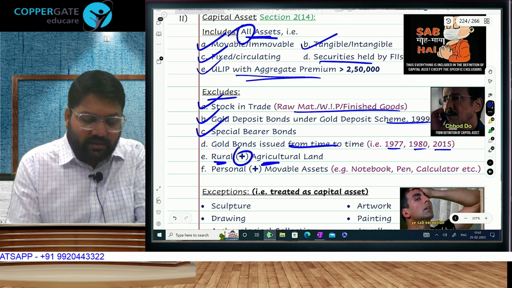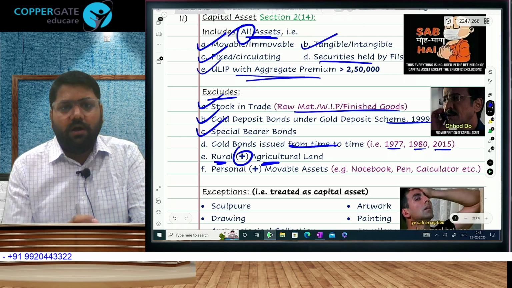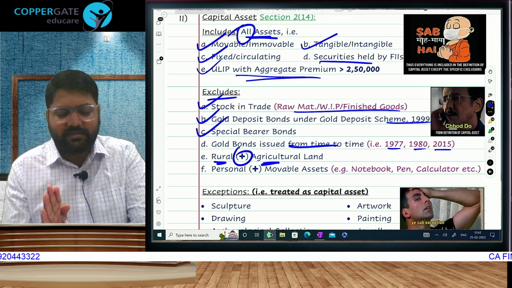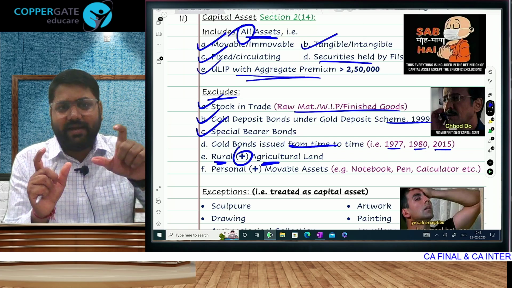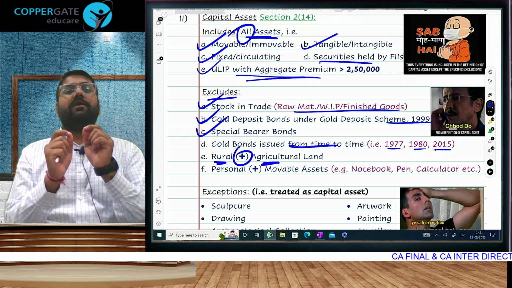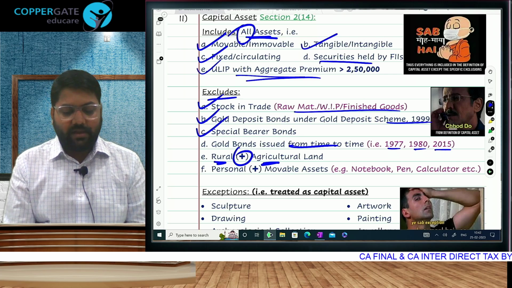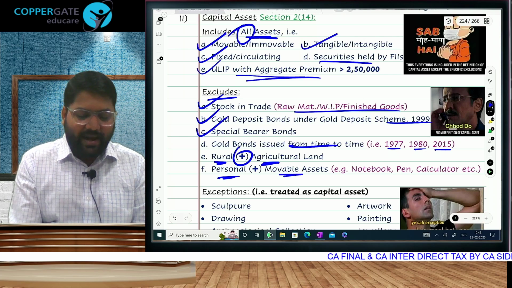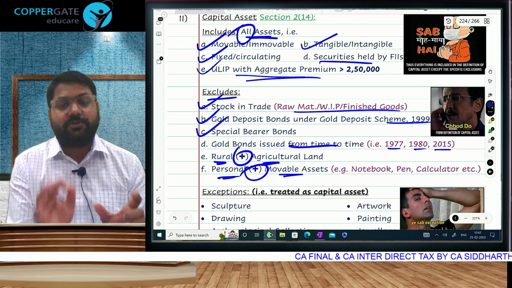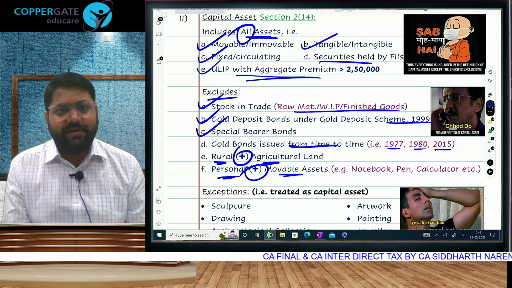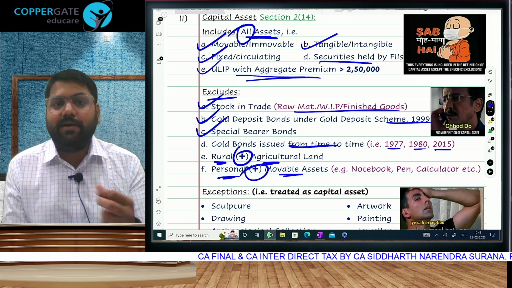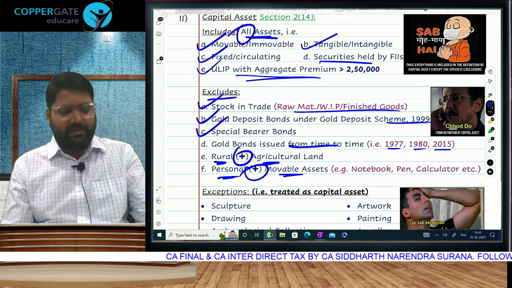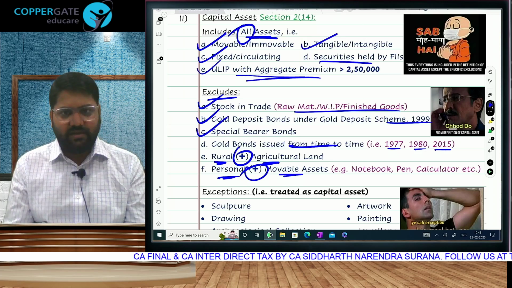Rural and agricultural land. It has to be rural and agricultural. So urban land, even if agricultural, is a capital asset. And non-agricultural land, whether urban or rural, is a capital asset. Rural and agricultural land will be excluded from the definition of capital asset. Likewise, personal and movable. It has to be personal and movable, then it is excluded. So if it is a business asset, it will be a capital asset, or if it is an immovable asset, then it will always be a capital asset. It has to be personal and movable.